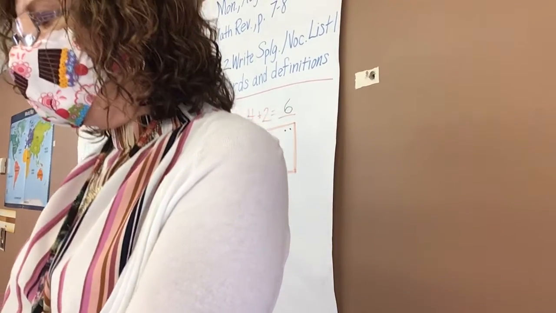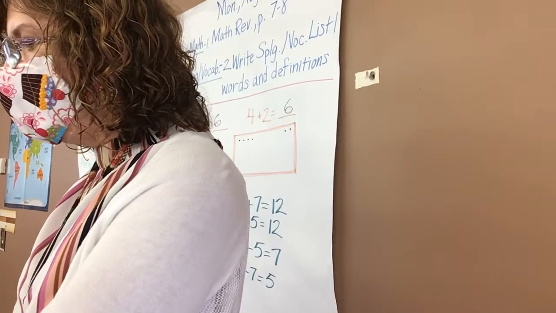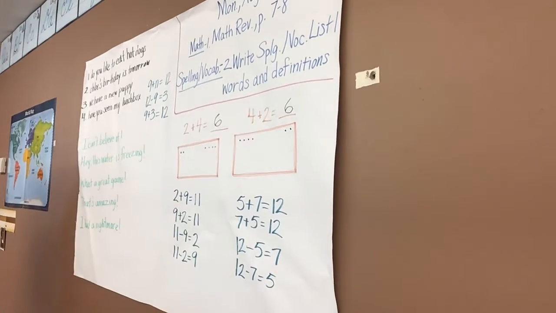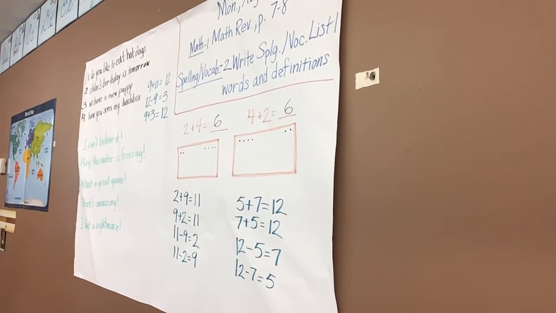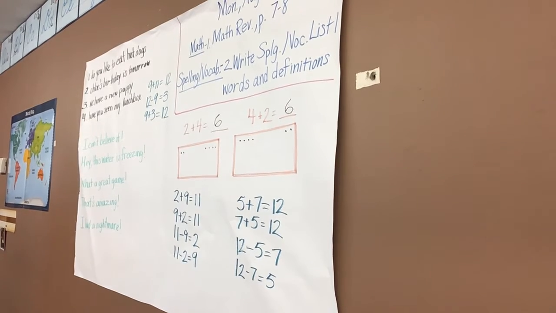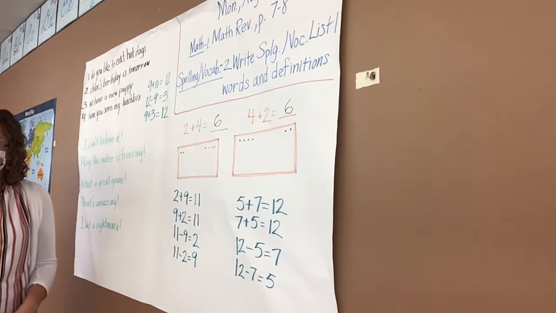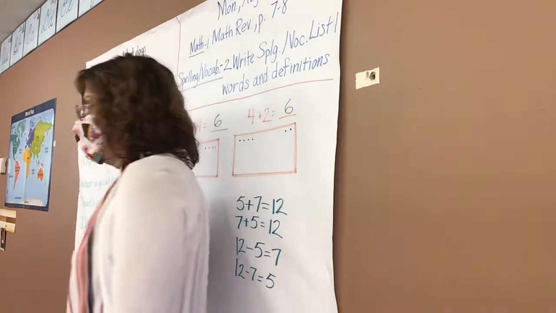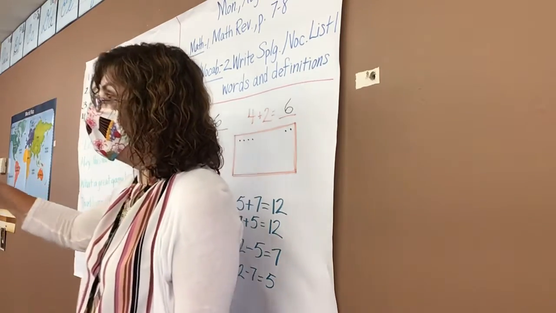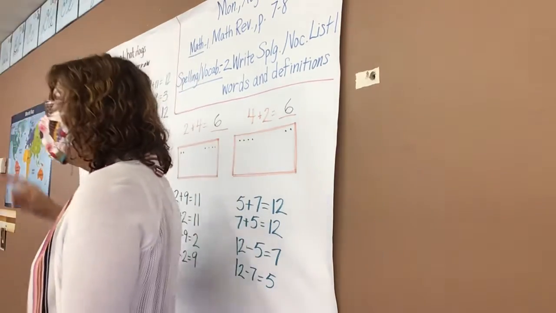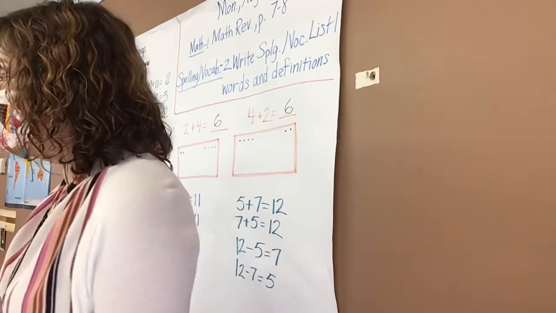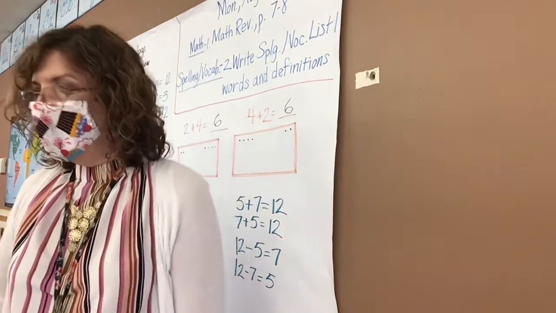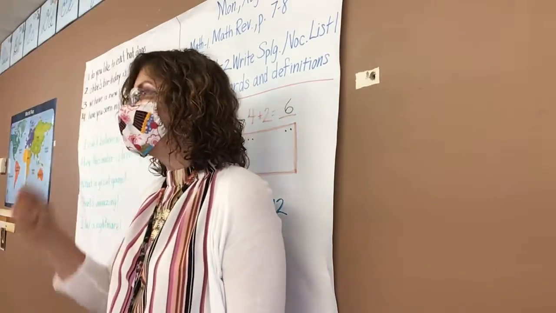All right, next problem. Next problem, 3, 8, and 11. So start with 3 plus 8 equals 11. All right, then switch the add-ins and say 8 plus 3 equals 11. Now you're going to start with the 11 and say 11 minus 3 equals 8. And then switch again and say 11 minus 8 equals 3.